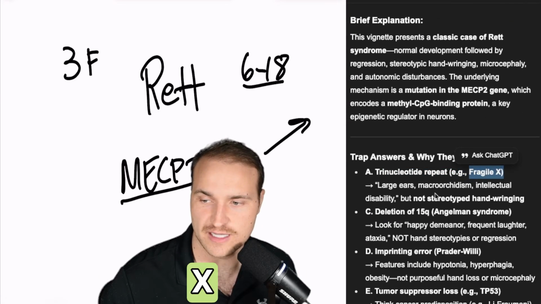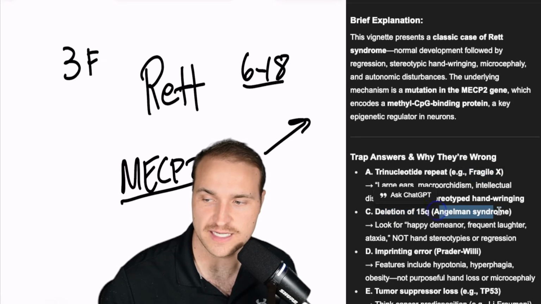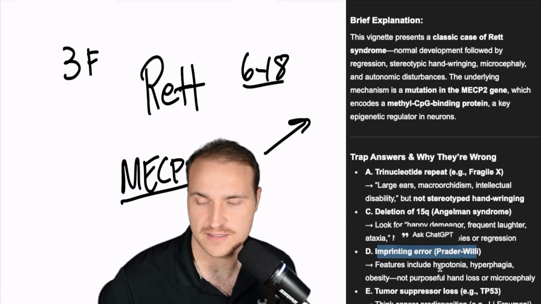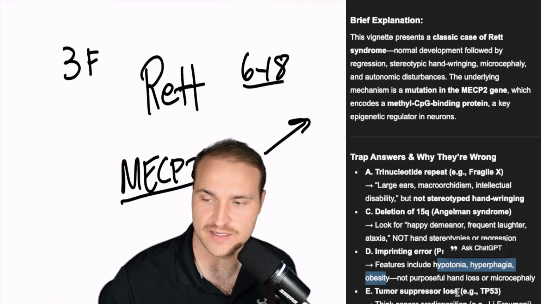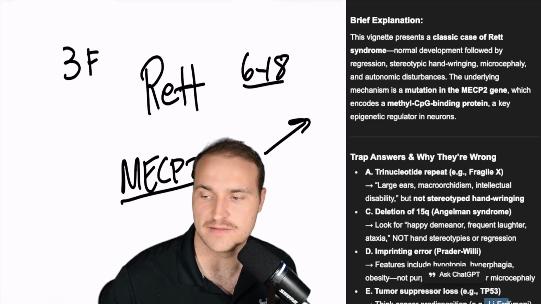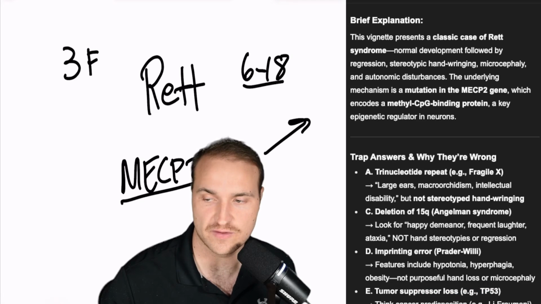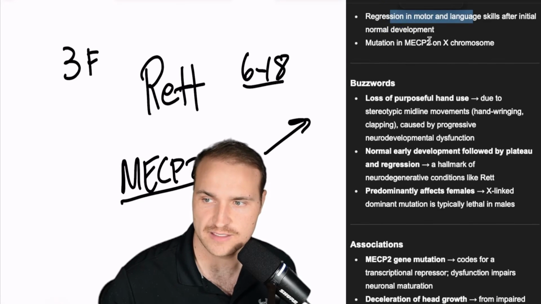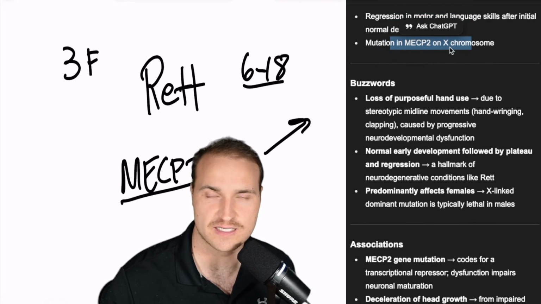Trinucleotide repeat would be Fragile X. Deletion of 15q is Angelman's. Imprinting would be like Prader-Willi's. There you see obesity, hypotonia as well. And tumor suppressor loss is Li-Fraumeni, not related to neurodevelopmental regression. So the big clue here is the regression, the mutation on MECP2 and the X chromosome is the answer.